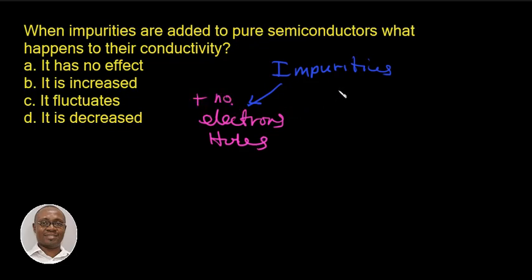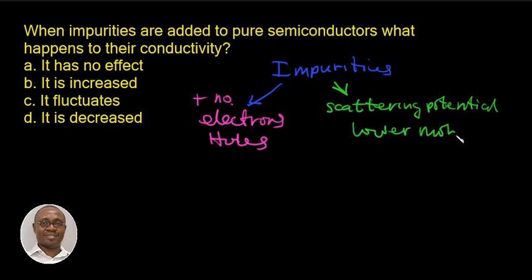Then the second factor that we need to consider is that every impurity introduces a scattering potential to the movement of the charge carriers, and that lowers mobility. And this is true regardless of whether an impurity adds to the charge carriers or not.